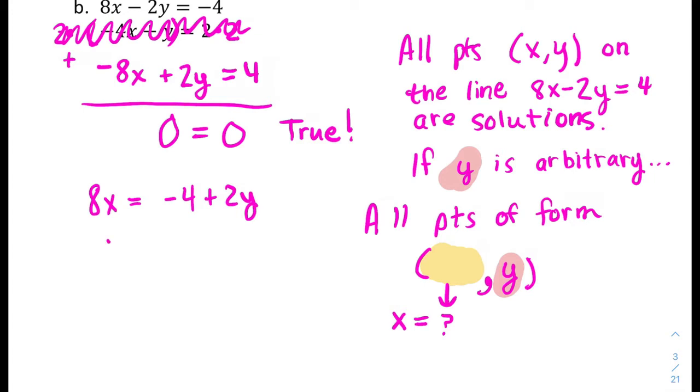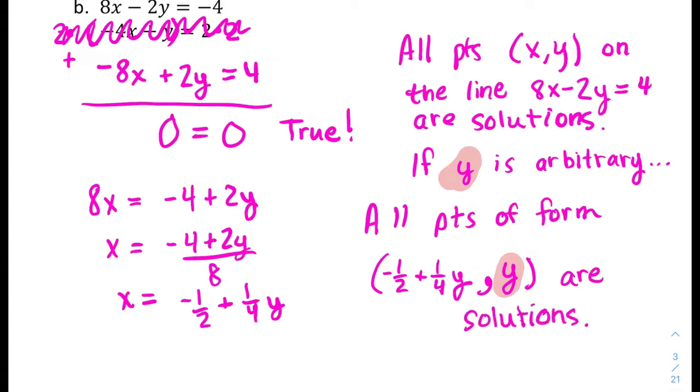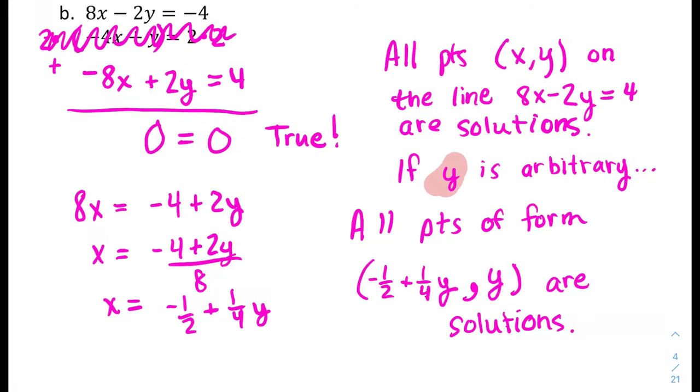So if I take my equation, they're really the same one, so it doesn't matter which one you use, and solve it for x, you're going to get x equals negative 1/2 plus 1/4 y. So my points that will be making up my line are all points of the form (negative 1/2 plus 1/4 y, y). So I could pick any y value, say 1, plug in 1 for y, and you get a point that's on my line. Plug in 2 for y, you get a point that's on my line.